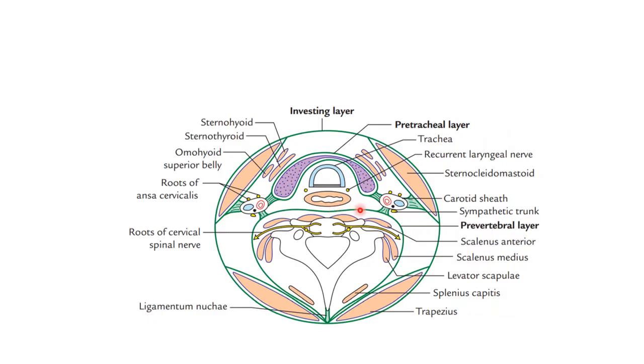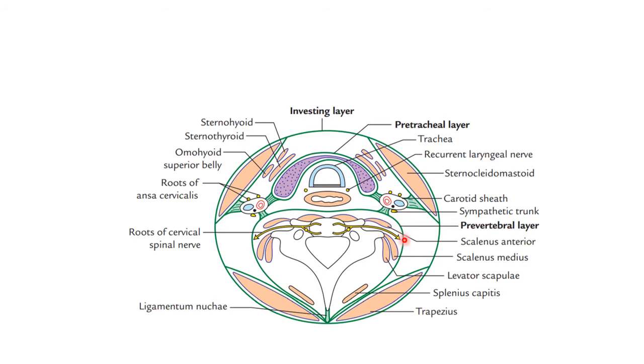Now we will trace the prevertebral layer. The prevertebral layer merges with the carotid sheath and contributes to the formation of the carotid sheath. The prevertebral, the pretracheal, and the investing layers, all three contribute to the formation of the carotid sheath.